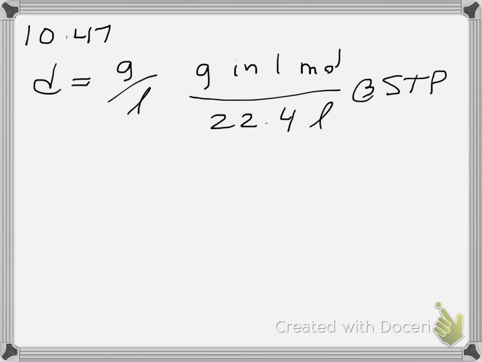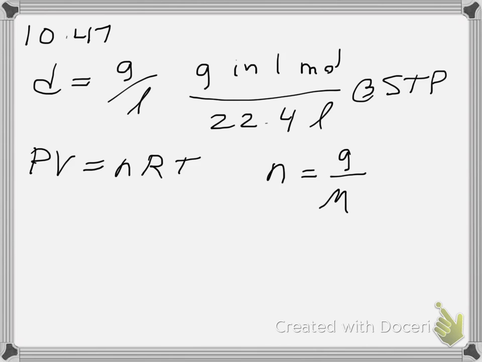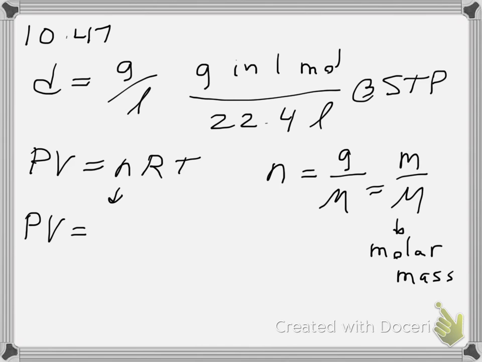So we can use the ideal gas equation to calculate the density. Remember that n is moles, and moles are equal to grams divided by the molar mass, or in other words, mass divided by molar mass. Capital M then stands for molar mass. Alright, so then I can rewrite the equation. Instead of putting n, I can put PV equals mass divided by molar mass, RT.